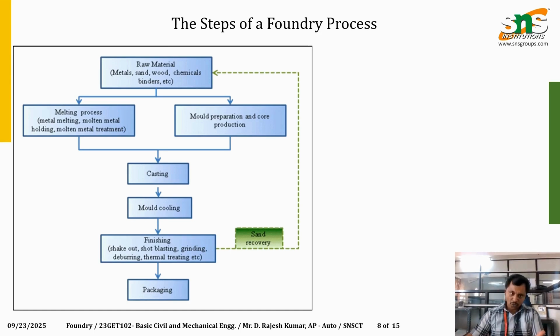Then it is allowed to cool at room temperature. After it cools, the liquid forms into a solid metal, right? Then the mold is removed from the molding sand and the finished product is processed according to the need. So these are the basic steps that are carried out in the foundry.